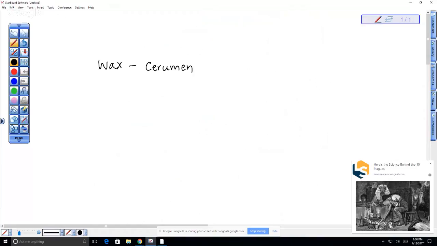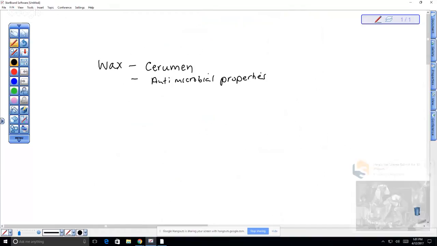So the cerumen has antimicrobial, not antibiotic, but antimicrobial properties. And there's actually a genetic component to it because like Europeans tend to have wet earwax and the Asian populations tend to have dry earwax. So there seems to be some variation in the genetics behind earwax. Okay, so those are the lipids.